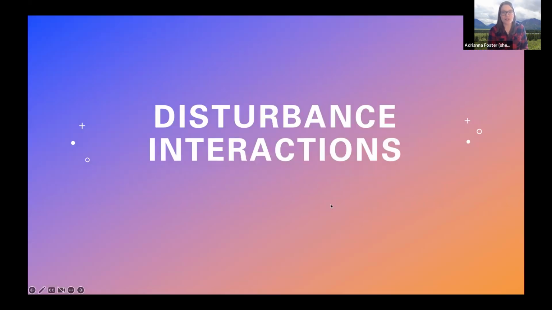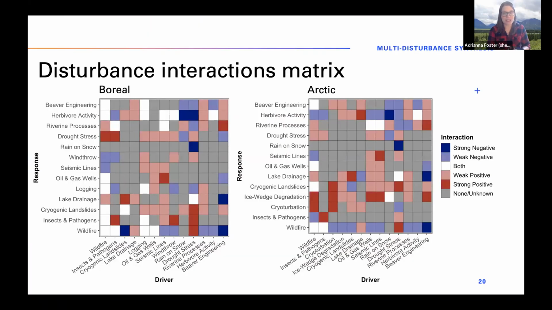And then, as I said, we're also interested in disturbance interactions. So we developed these matrices that describe the potential interactions between all of our disturbances for the boreal zone on the left and the Arctic zone on the right. And so we created these based on literature surveys and our own knowledge, as well as some subject matter expert discussion. And so here the x-axis represents the driver. So this would be sort of the first disturbance that occurs. And then the y-axis is the potential response disturbance to that driving disturbance.